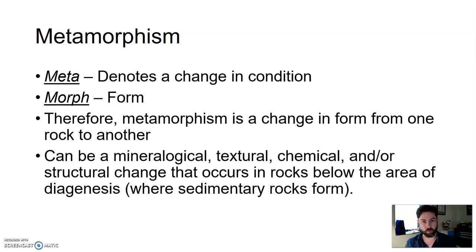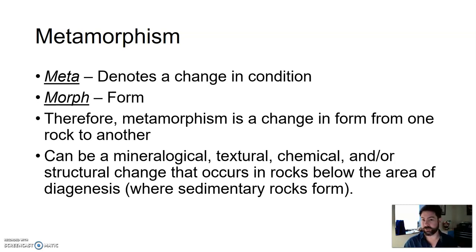Now, a change from one rock to a new rock can be mineralogical, so the minerals can change. Textural, the look of it. Chemical makeup, rearranging the internal chemical structure. Structural change, changing the way things are layered in the rock itself. And all of this occurs below the area of diagenesis. Diagenesis is the area where sedimentary rocks are formed.